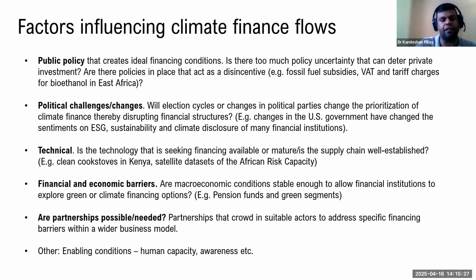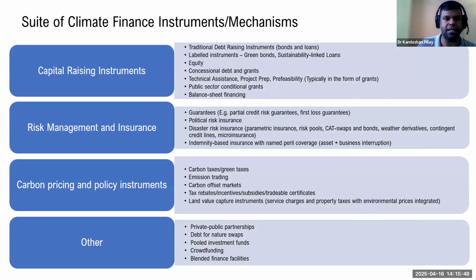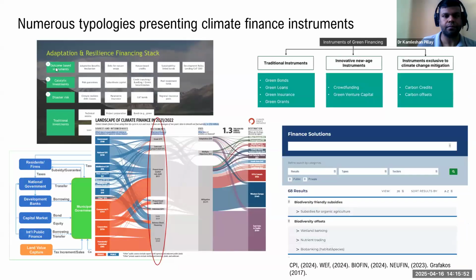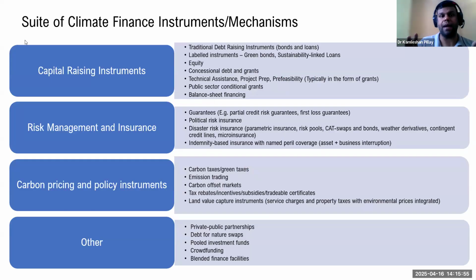There are a whole host of factors that I could point out. I just mentioned partnerships being needed in certain cases. Enabling conditions, I think we spoke about last week, include issues with human capacity and general awareness of the financial markets, etc. Just to give you an idea of why I'm presenting this: the reason I'm presenting the barriers is that it formulates a context for why we apply the financial instruments that we apply.